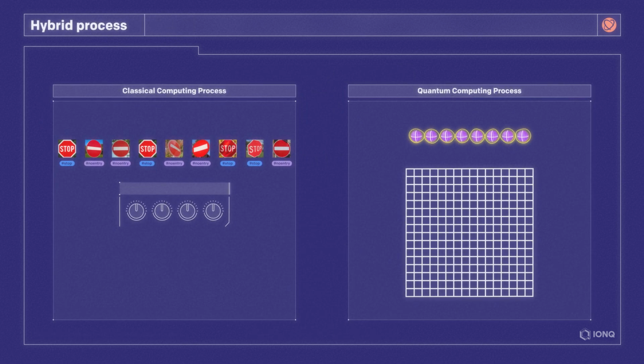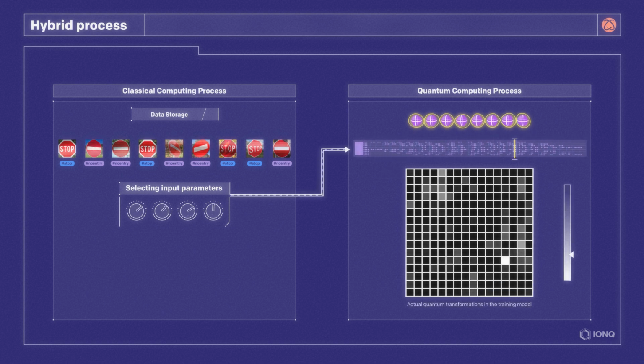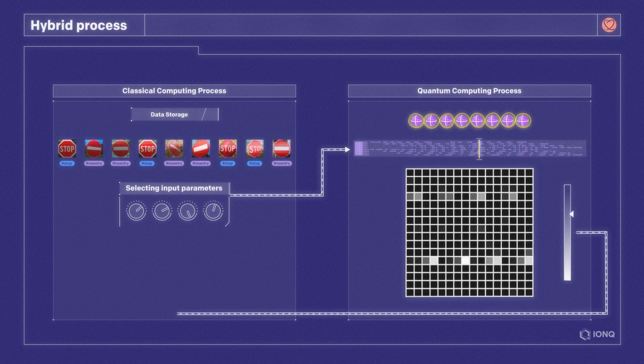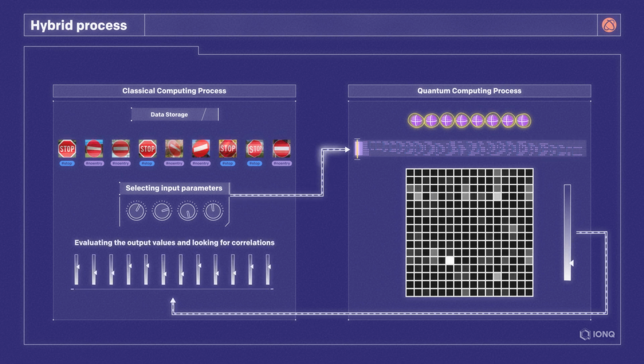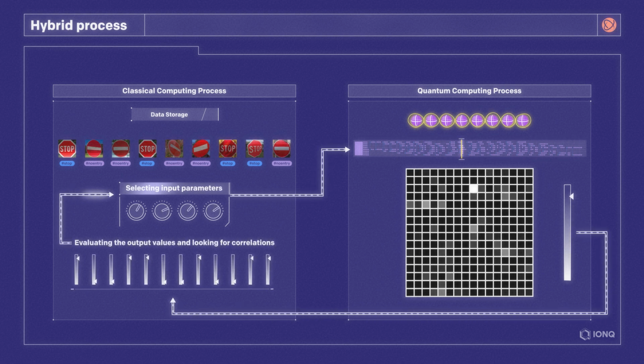This iterative algorithm is a hybrid process. Some of it is performed in quantum and some uses classical computing. The classical computing resources are used for data storage, any pre-processing of data such as scaling, and selecting the input parameters. Once the data and input parameters are provided, the quantum computer stores the data in quantum states, handles all of the parallel transformations, and produces the final output value. The classical side evaluates the output values, which closes the loop by selecting the input parameters for the next iteration.